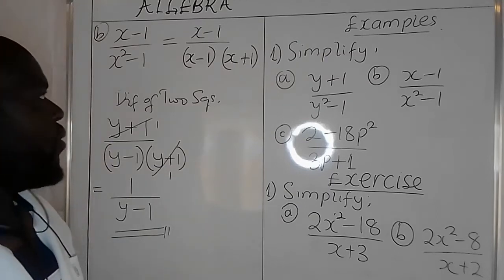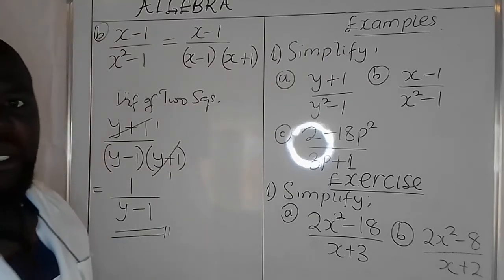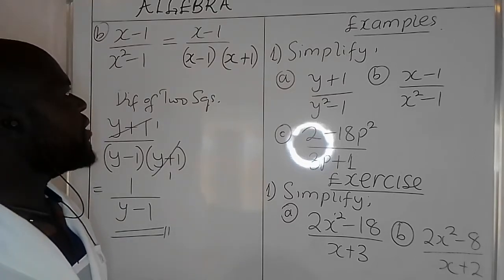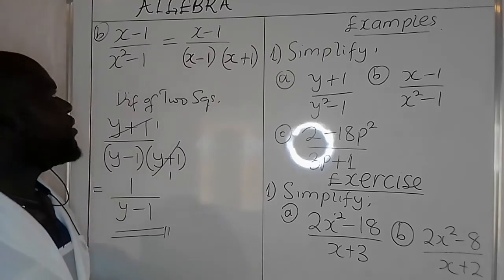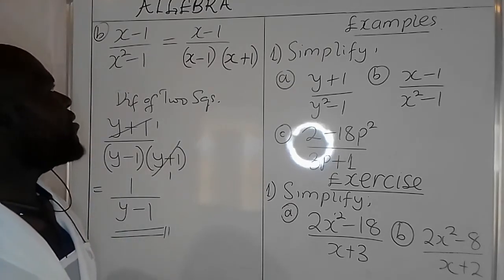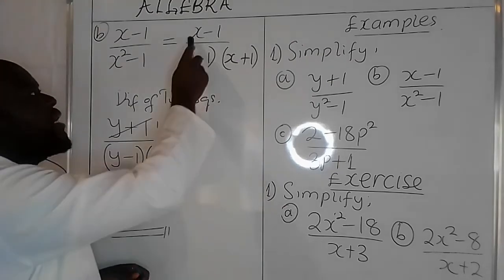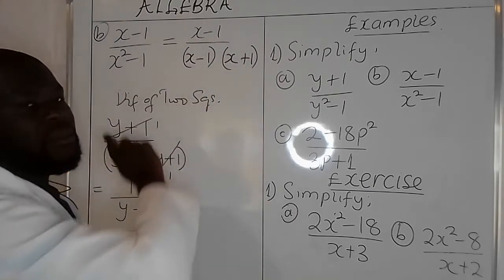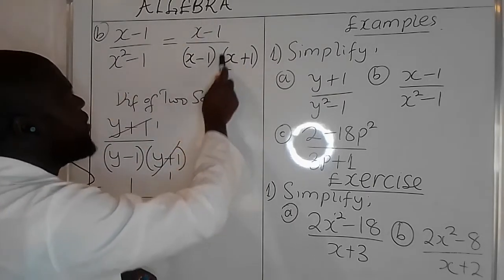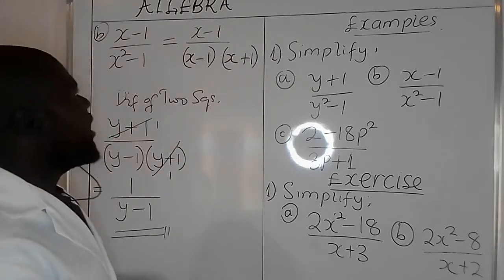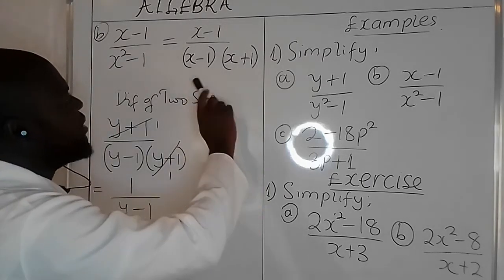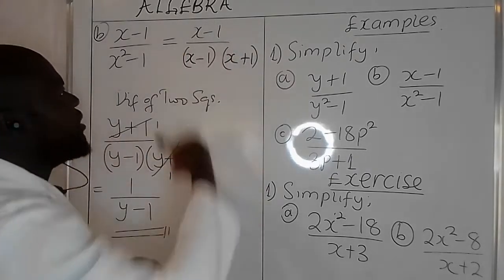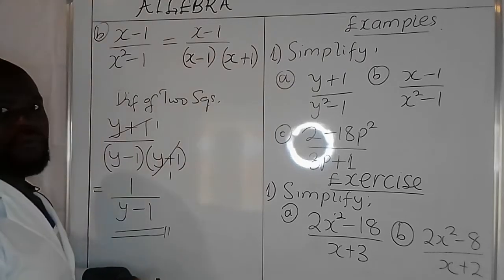Once you do this, check for the common factor between the numerator and the denominator. As we have seen, we have a common factor which is x minus 1. You can see we have x minus 1 on the numerator, and we have x minus 1 on the denominator. Because we are multiplying these factors, we are at liberty to cancel the common factors which we have noticed.